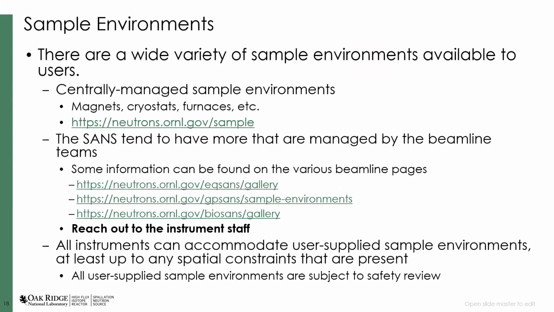All right. So we do have a fairly wide variety of sample environments that are available that you can use on the SANS instruments and on the time-of-flight USANS. The Neutron Scattering Division centrally manages quite a few different kinds of sample environments. So magnets, cryostats, furnaces, things that are fairly large pieces of equipment, those are all centrally managed, and you can see them here at neutrons.ornl.gov/sample. The SANS instruments also have quite a few sample environments that are directly managed by the beamline teams.